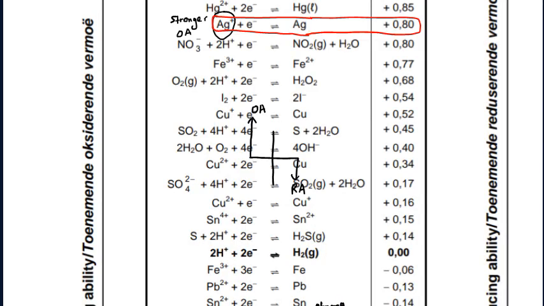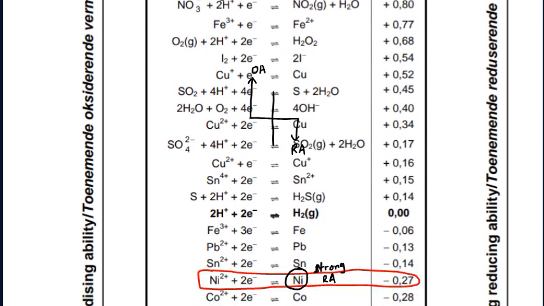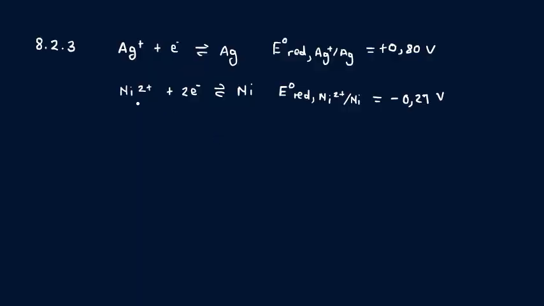Okay, so from the table we have to jot down this value for the reduction half reaction of silver, that is plus 0.80. We also need to jot down the standard reduction potential for the reduction of nickel 2+ ions, and that is minus 0.27. So here we go. This is now going to go into the formula.